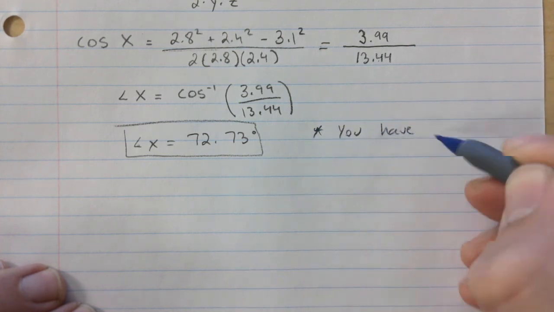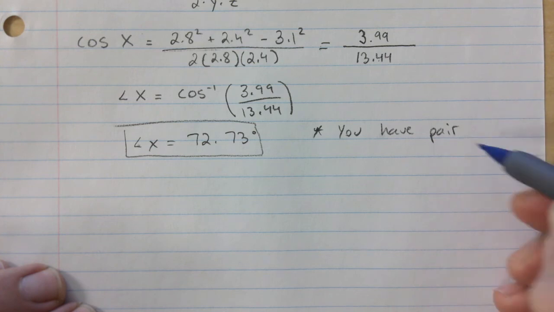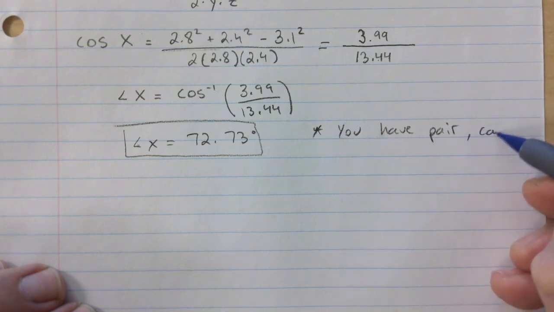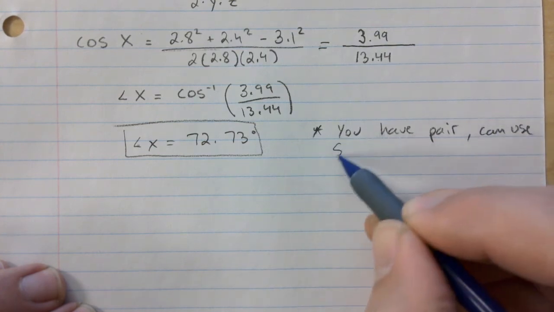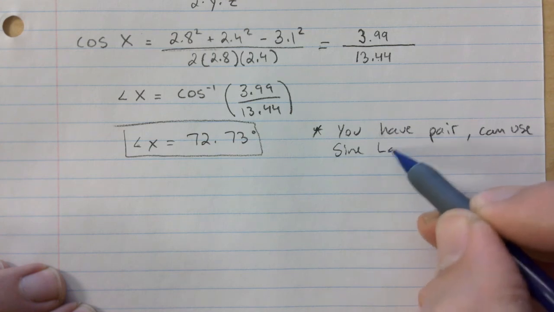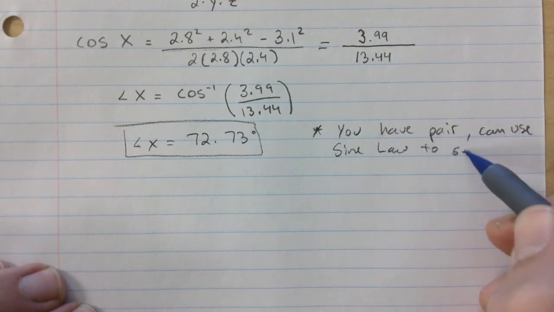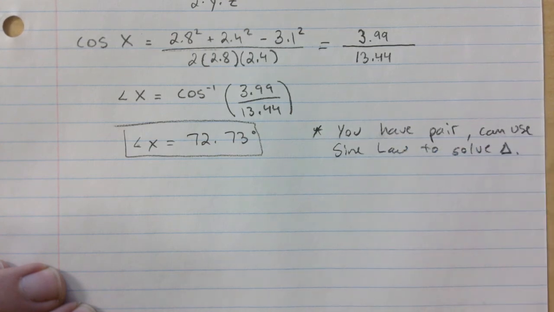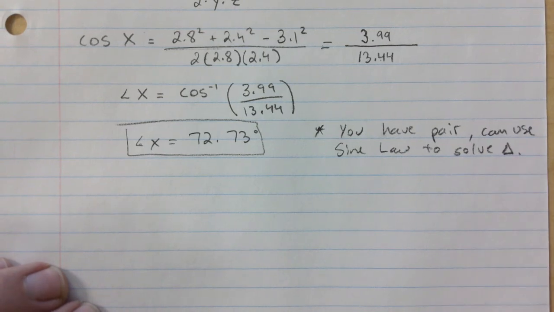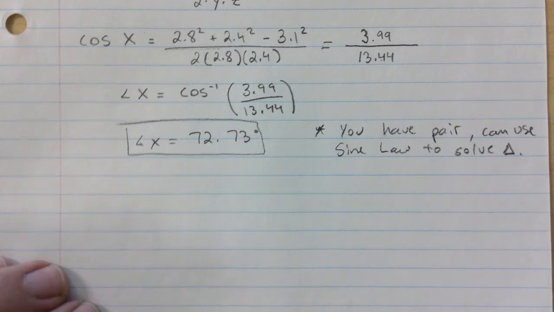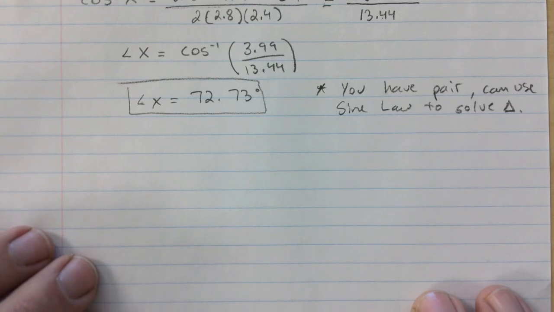You have a pair. You can use sine law to solve the triangle. If you like cosine law, you can use cosine law over and over again to solve all of the angles around it. Okay.